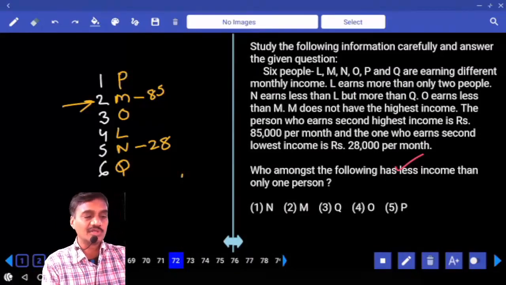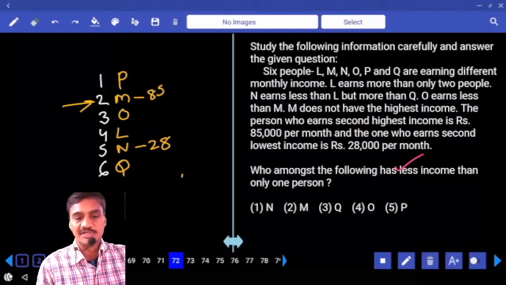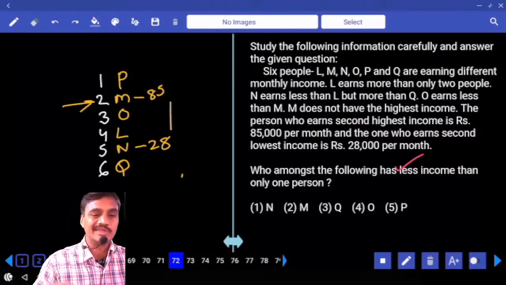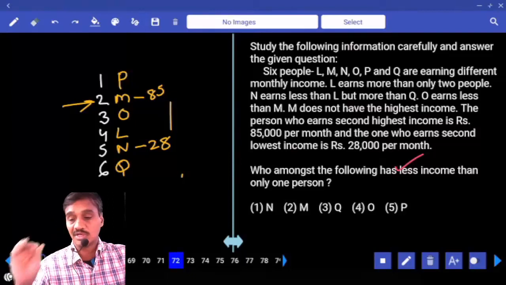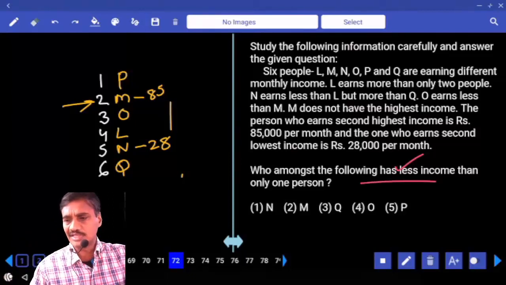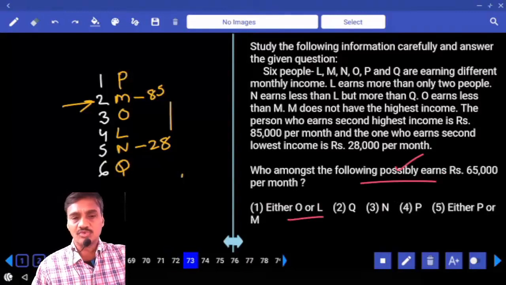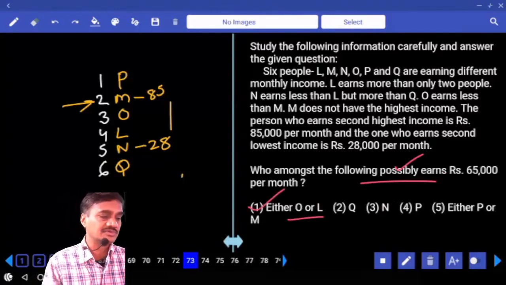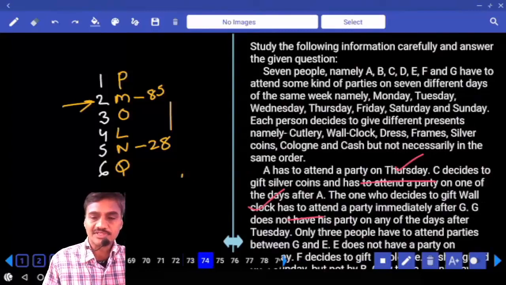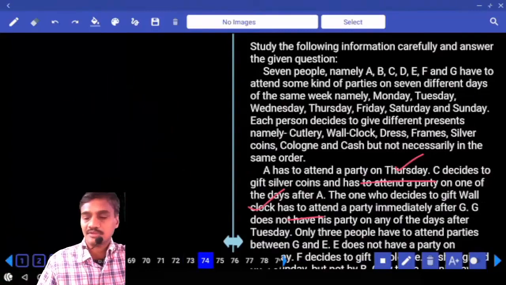And who among the following possibly earns 65,000? 65 is in between O and L. Now in between M and N, O or L. And which among the following has less income than only one person? Question 73: either O or L, choice 1. Then 74 to 78 chapter.